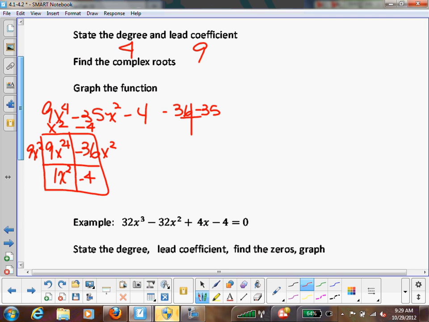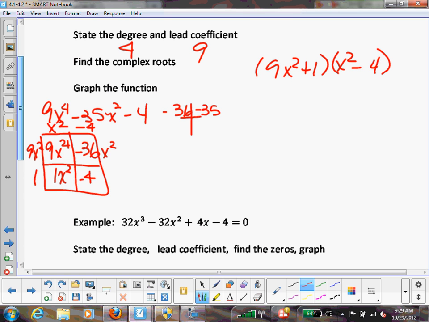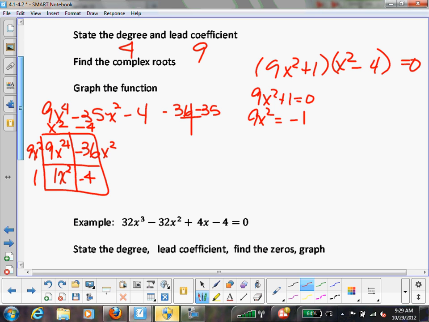You didn't do the box method? Okay, well, whatever. Then you factor however you want, all right? And then here I'm going to pull out just a 1, because there's nothing that can get pulled out. And so my factors are 9x squared plus 1 and x squared minus 4. Now remember, I'm looking for my roots, so I'm going to set this equal to 0, correct? I can factor it further, or I can just say 9x squared plus 1 equals 0. So 9x squared equals negative 1. So x squared is equal to negative 1/9.